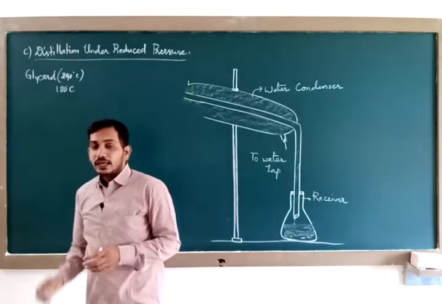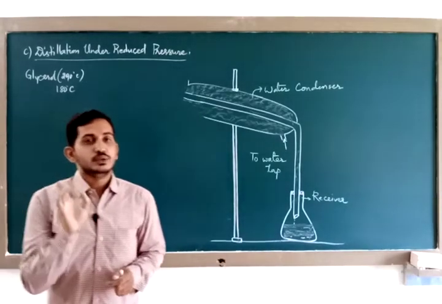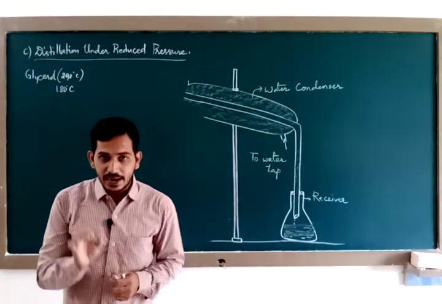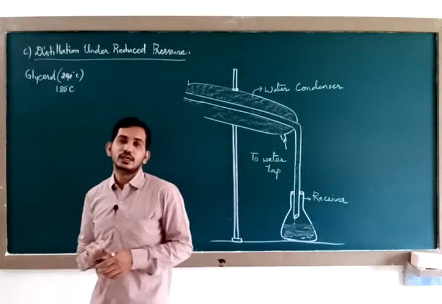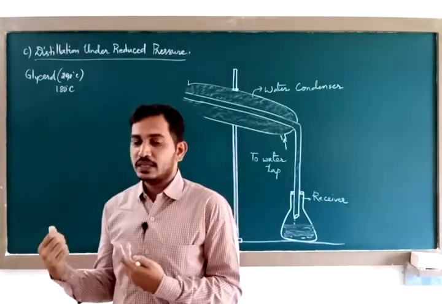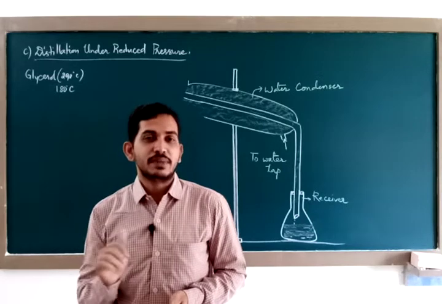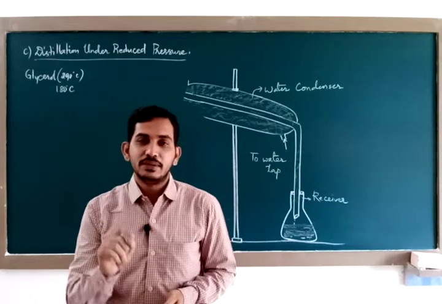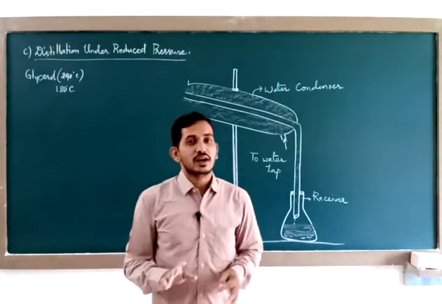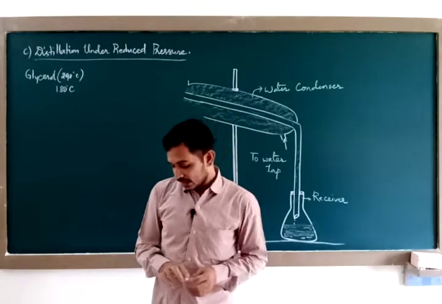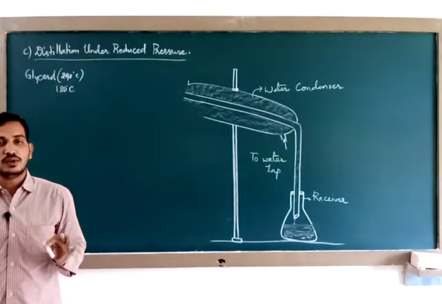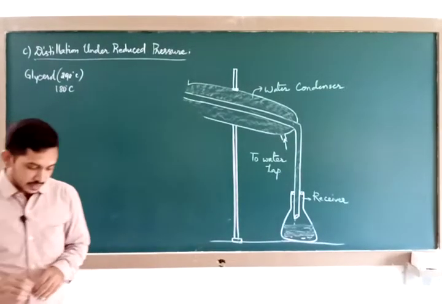Understood? So it is one technique used to purify those liquids which decompose at or below their boiling points, and it is also used to purify those liquids which have higher boiling points. Like acetone and methanol, they cannot be purified by this method. In order to purify a liquid by distillation under reduced pressure, you need liquids which have higher boiling points. Now based on these two concepts, we have glycerol as an example to understand how distillation under reduced pressure works.